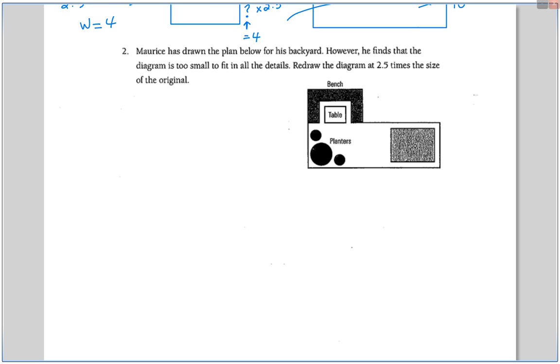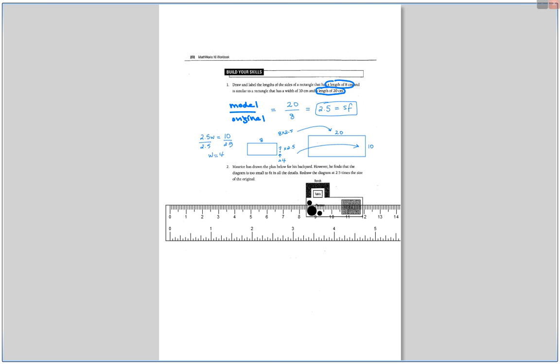Alright, Maurice has drawn the plan for his backyard. However, he finds that the diagram is too small to fit in all the details. Redraw the diagram at 2.5 times the size of the original. Alright, so I'll just do a few of these and you get the idea. So I think they want us to use a ruler here.